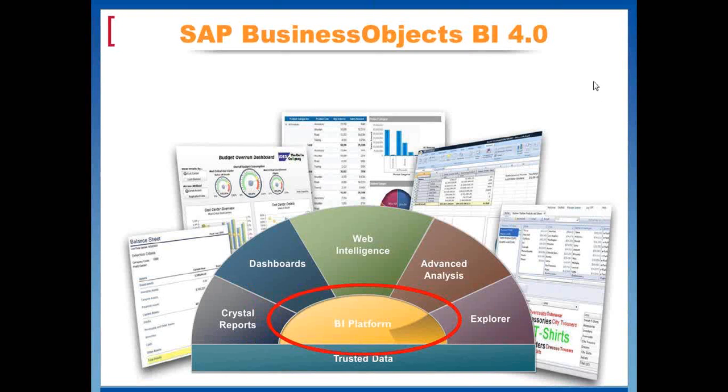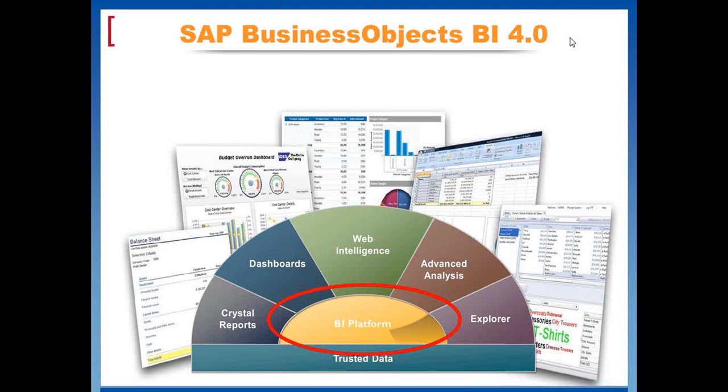Well, friends, this is the SAP Business Objects BI 4.0 platform architecture in a nutshell. It looks more like a rainbow. We have 7 colors defined inside. So basically, this entire BI system has been built on top of trusted data, guys.